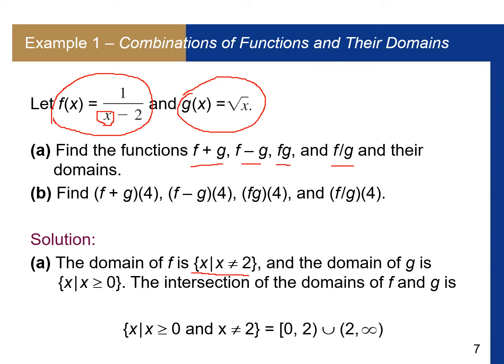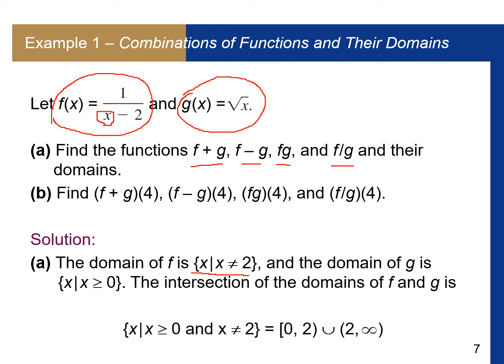Now the domain of G is the square root. So everything under here, since it's square root and it's even, has to be greater than or equal to 0. So the domain of it is x such that x is greater than or equal to 0. So here we have the domain for both of them.